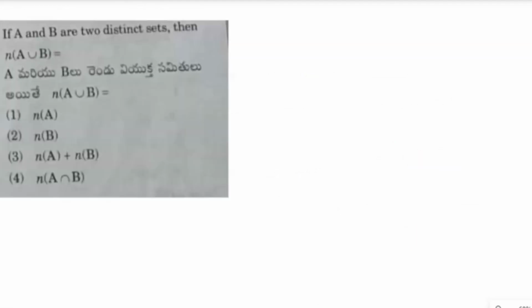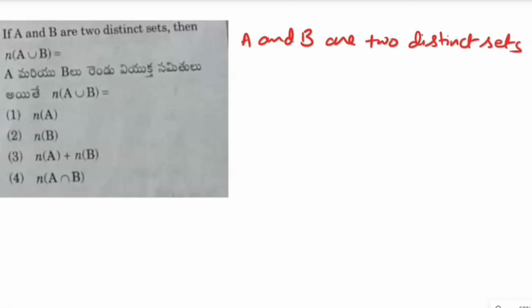Coming to the next question, 103. If A and B are 2 distinct sets, then n of A union B is dash. Given that A and B are 2 distinct sets, what does distinct mean? Distinct means they don't have any elements in common. They are 2 different sets in which A intersection B is phi, the null set. So n of A intersection B will be 0. They don't have any elements in common, so the number of common elements is 0.